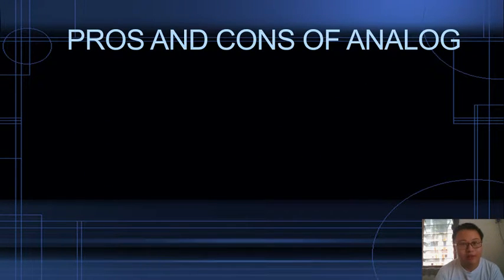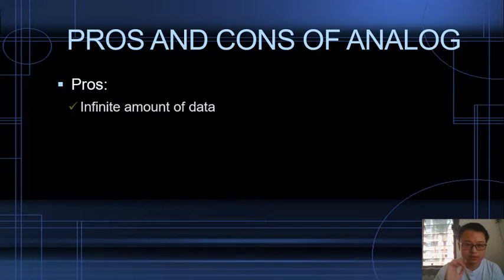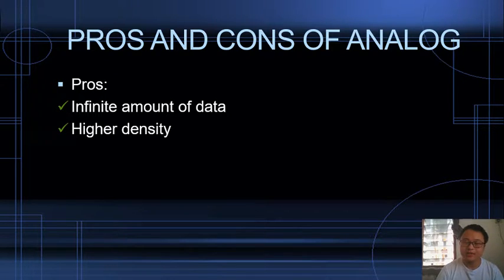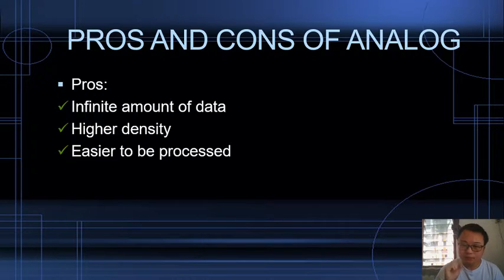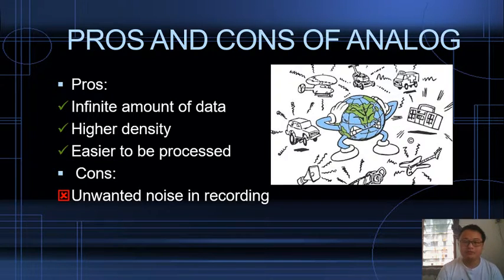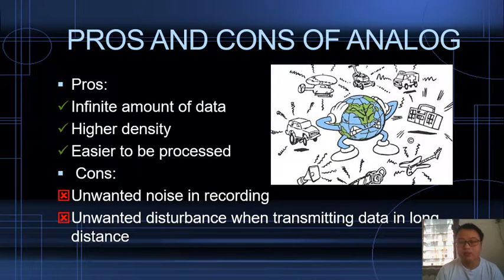So now we will discuss the advantages and disadvantages of analog. Let's talk about the advantages of analog first. Analog has an infinite amount of data to be recorded, and it has a higher density and is easier to process. But when a thing has advantages, there will be disadvantages also. So what are the disadvantages of analog? Unwanted noise in recording, unwanted disturbance when transmitting data over a long distance. And the final one, generation loss.